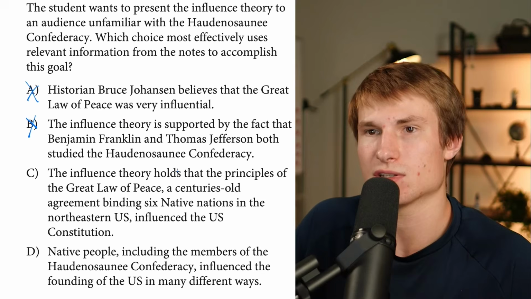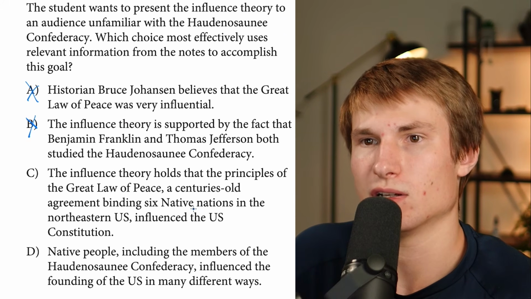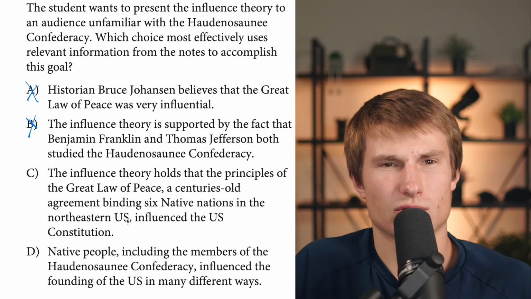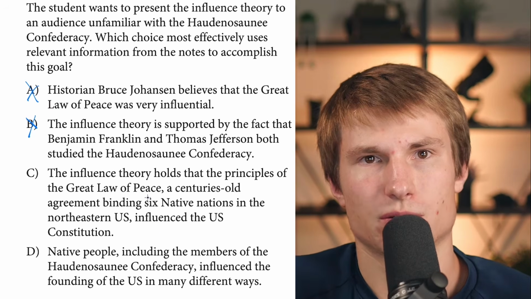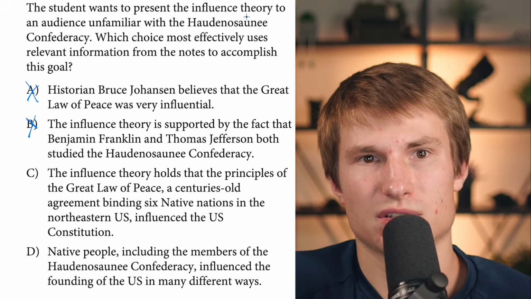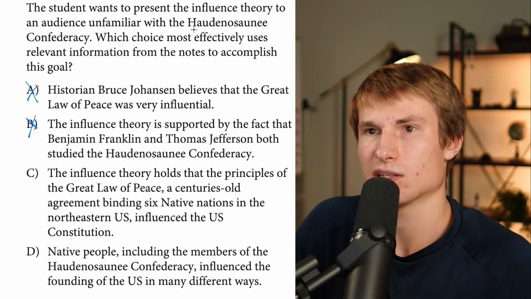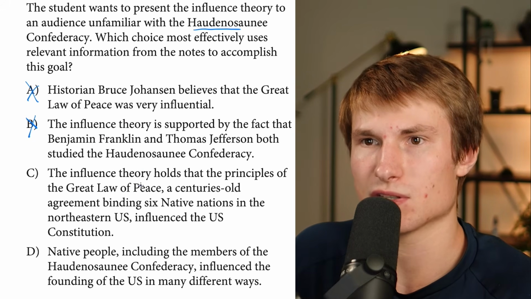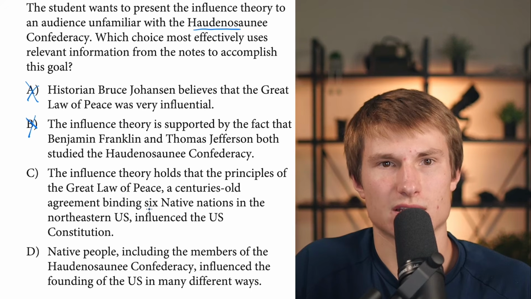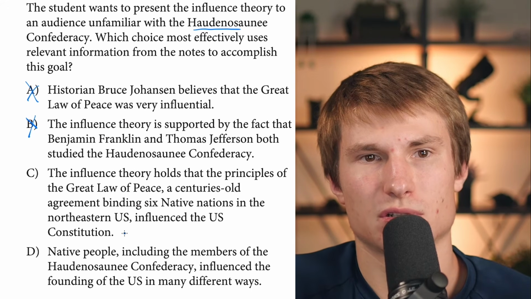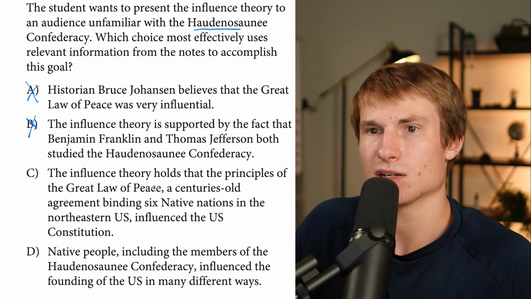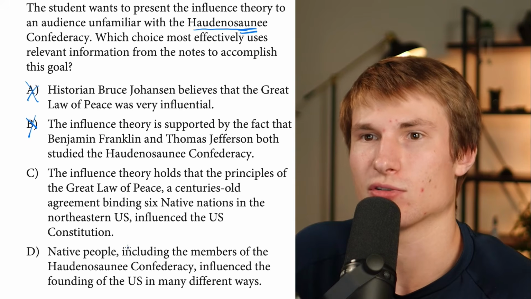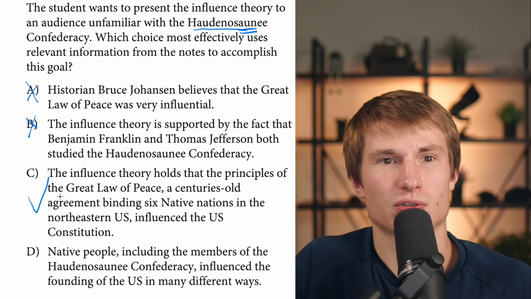We've got C: The influence theory holds that the principles of the Great Law of Peace, a centuries-old agreement binding 6 native nations in the northeastern U.S., influenced the U.S. Constitution. All right, well, ultimately, does that present the influence theory? Yes. Now, does it explain who the Haudenosaunee Confederacy is at all? Well, let's take a look. So it does explain who the Haudenosaunee Confederacy is. It doesn't name them, which isn't great, but it does do a pretty good job of everything for the most part. So I'll put a check by it for now.